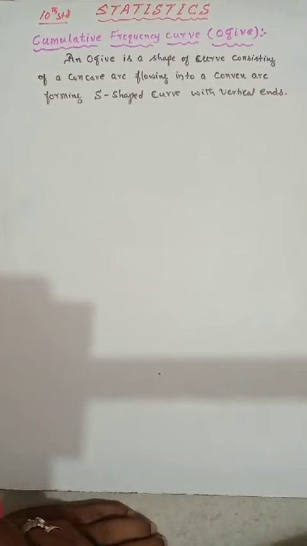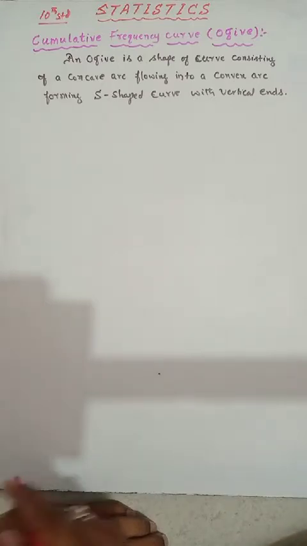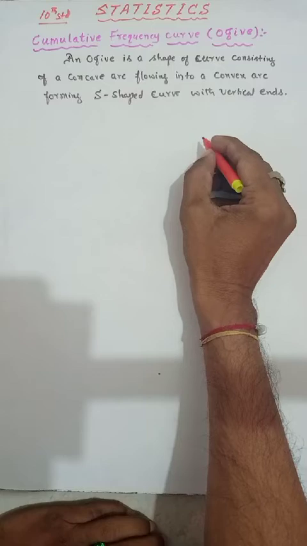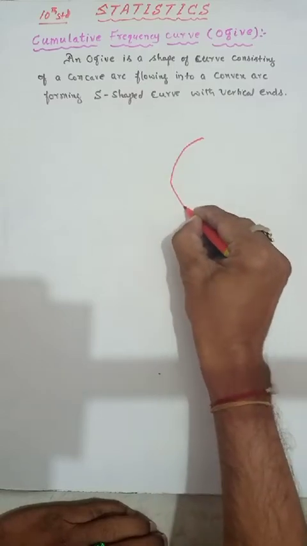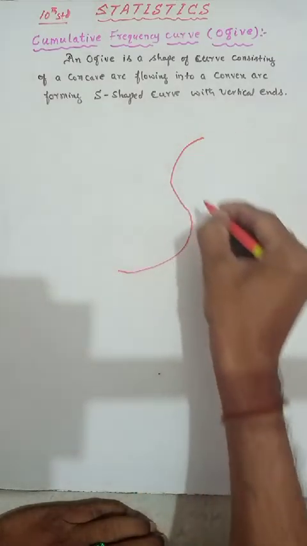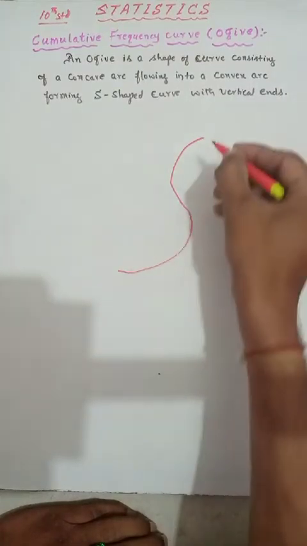Hello students. Today let us understand how to draw a cumulative frequency curve, which we are going to call an ogive. An ogive is a curve consisting of a concave arc flowing into a convex arc, forming an S-shaped curve with vertical ends.